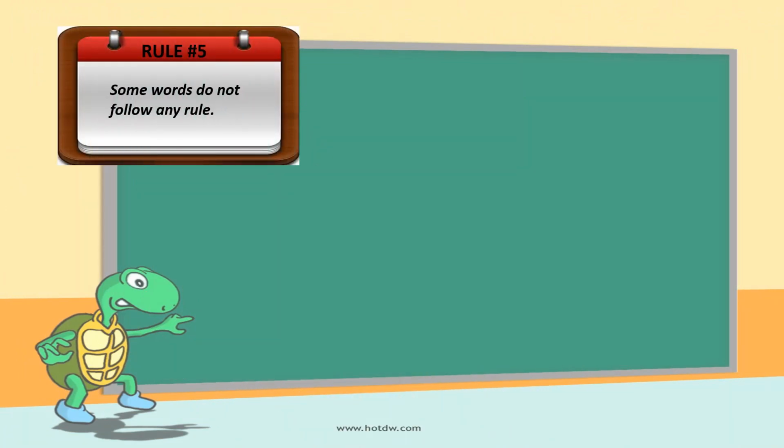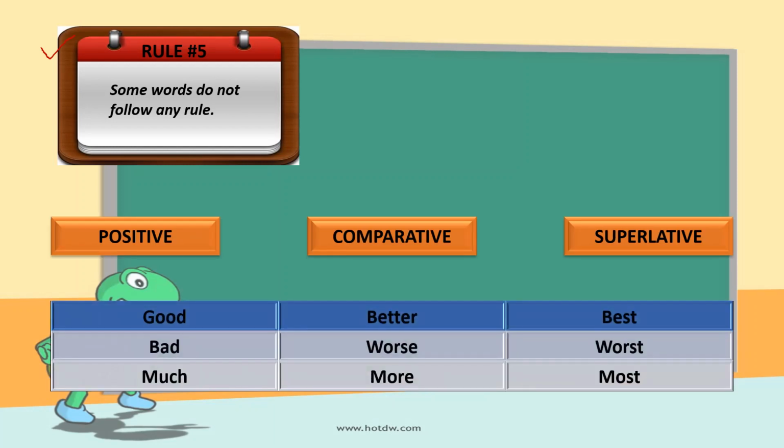Rule number 5 says that some words do not follow any rules at all. So there are a few mischievous adjectives which do not follow any rule, neither rule number 1, nor rule number 2, nor rule number 3 or 4. So what do we do with these adjectives? So we are smarter, right? So what have we done? We have grouped them and we alter the form, right?